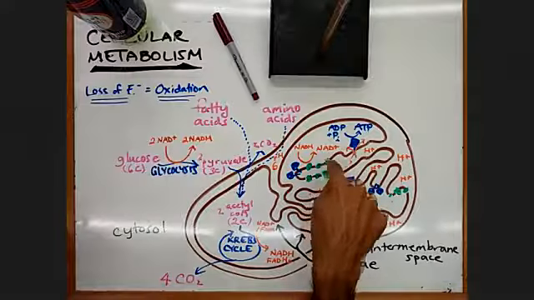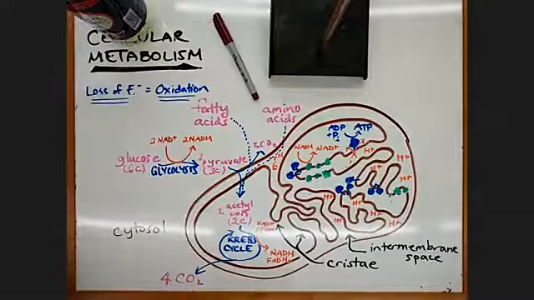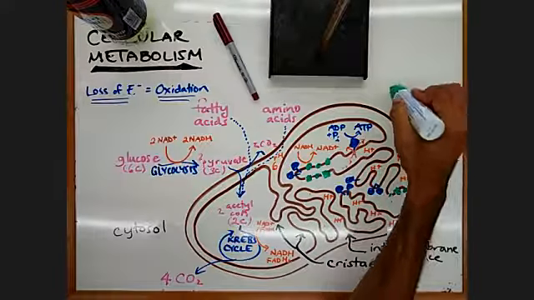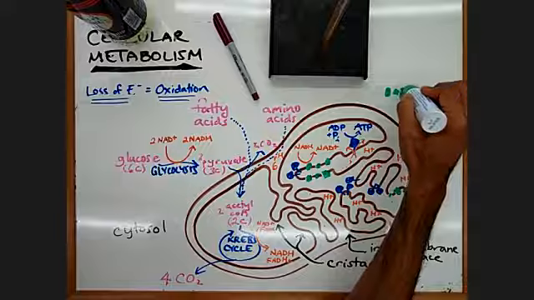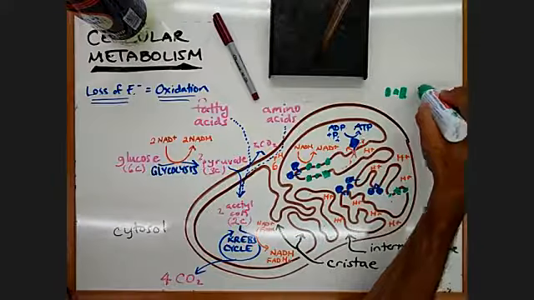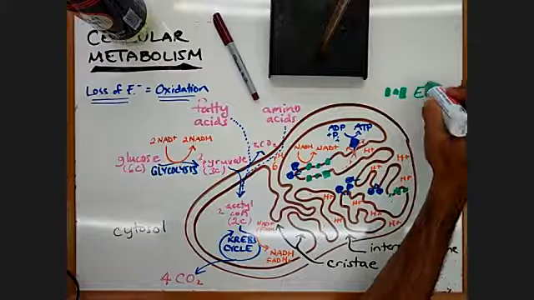So that's going to happen at these things that are marked in green. And yes, this is a very, very full diagram. The proteins shown in green are membrane proteins on the cristae, and these are known as the electron transport chain.